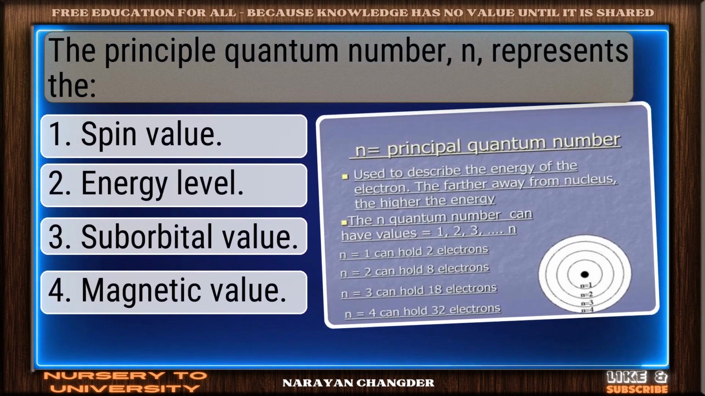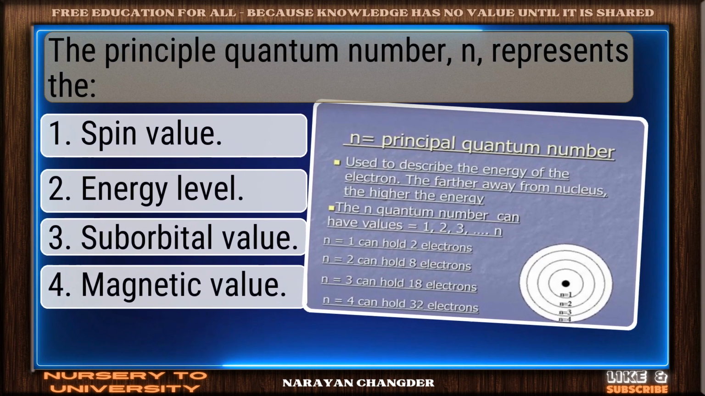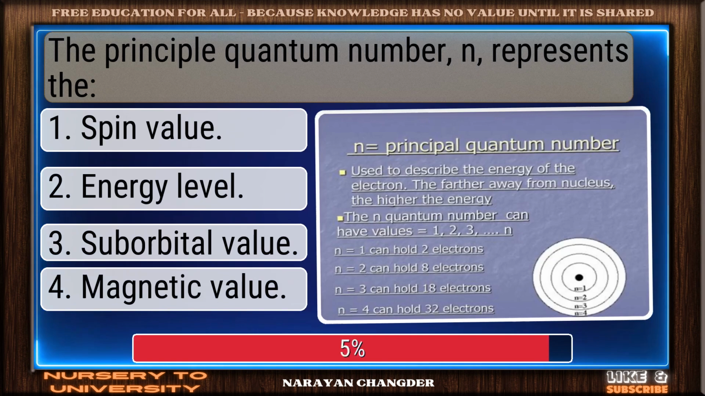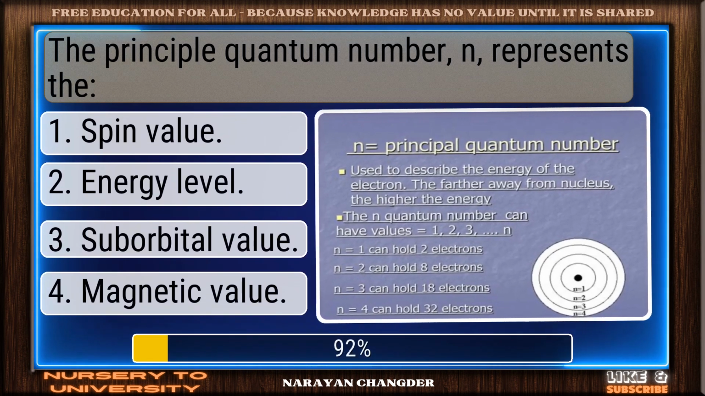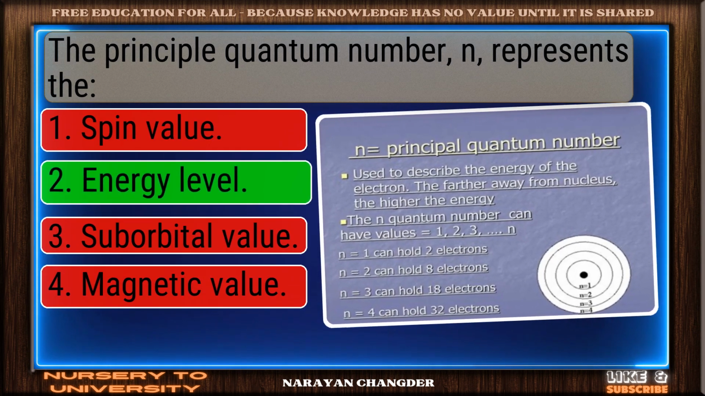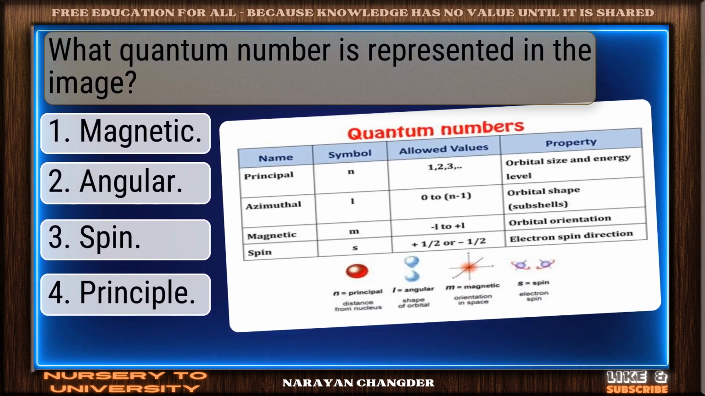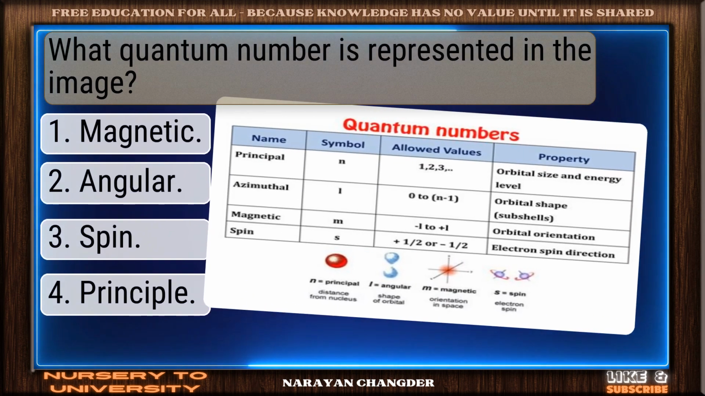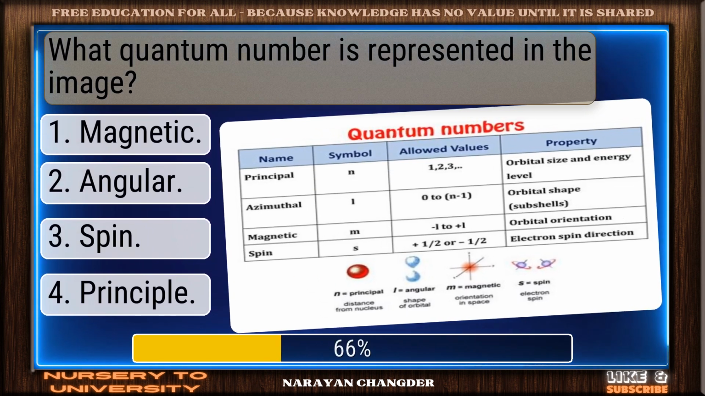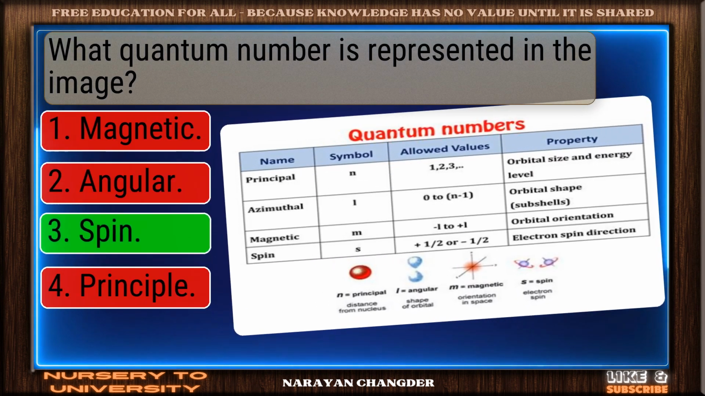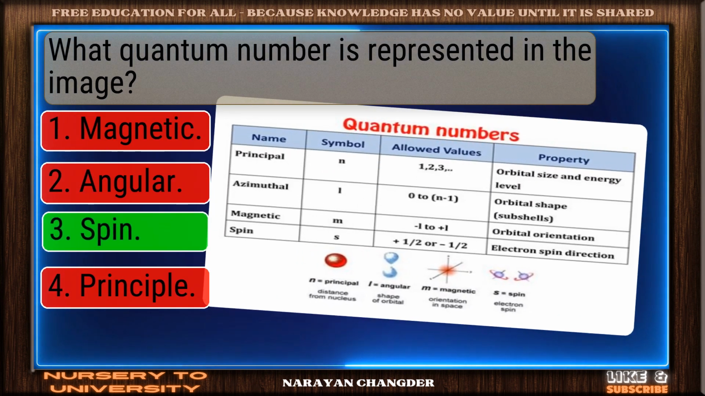Question number 25. The principal quantum number, n, represents the. Right choice. Energy level is the best answer. Question number 26. What quantum number is represented in the image? Nicely done. Spin is a solid answer.